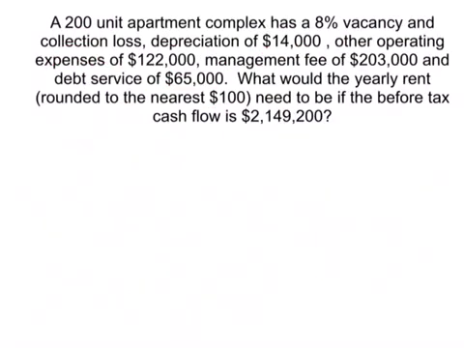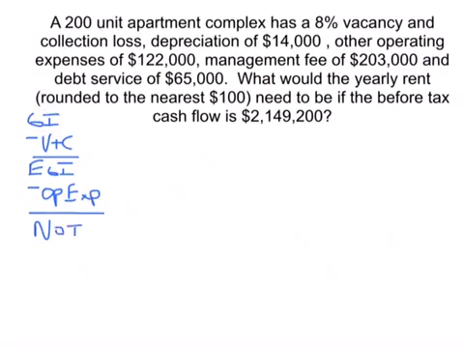Whenever you're given a before tax cash flow problem, the one thing that you need to remember is just the formula. So we're always going to remember given. Gross income minus vacancy and collection equals effective gross income. Effective gross minus operating expenses, with no debt service, depreciation, or capital improvements, gives us net operating income. Net operating income minus debt service gives us the before tax cash flow. And so now we can work our way backwards.